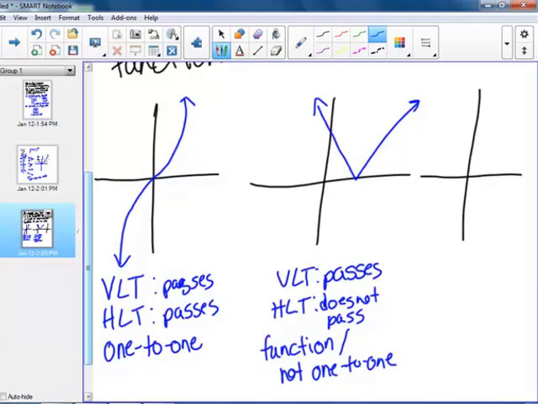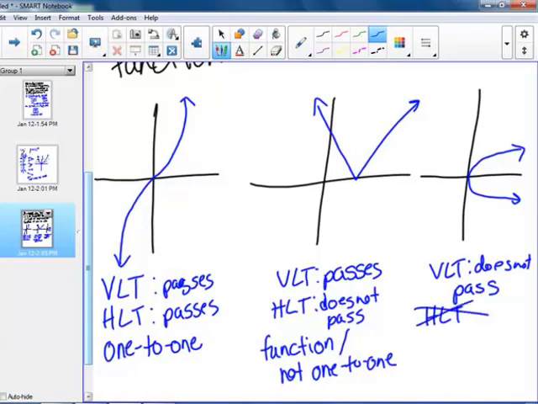Okay, and how about one more? How about this one? The vertical line test does not pass. It is not a function. So the horizontal line test doesn't even matter, because the vertical line test told me it's not a function, so there's no way it could be a one-to-one function. It doesn't even matter, the horizontal line test.